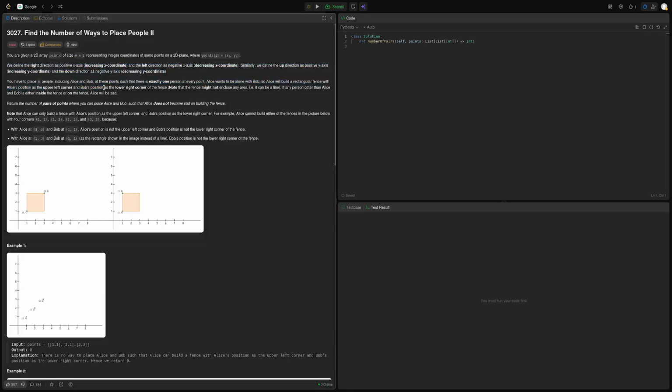Okay, today we got hard problem 3027, find the number of ways to place people 2. So we are given a 2D array of points, right direction, left direction, up, down, whatever. So we place n people, one person at each point. Alice wants to be alone with Bob.